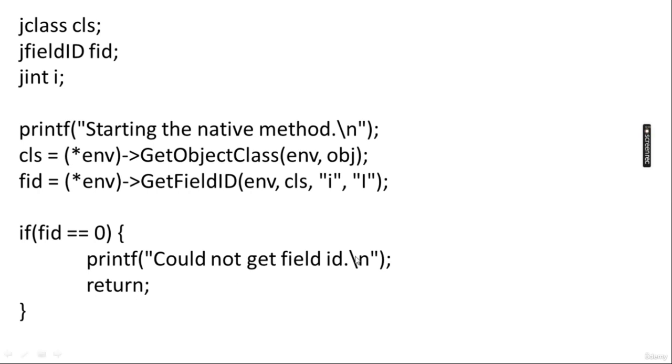Then starting the native method. Here we are printing "starting the native method". cls is equal to env->GetObjectClass(obj). fid is equal to env->GetFieldID(cls, "i", "I"). If fid is equal to 0, print "could not get field" and return.